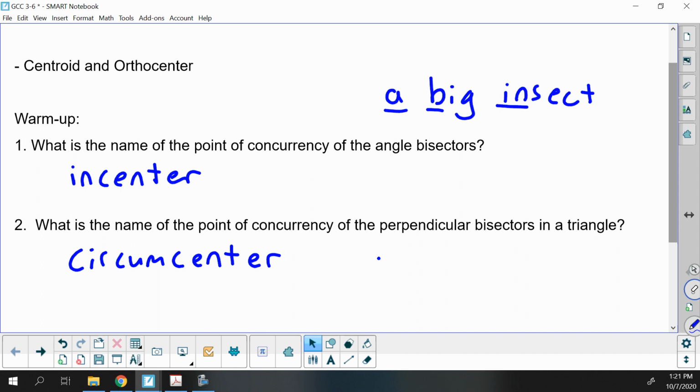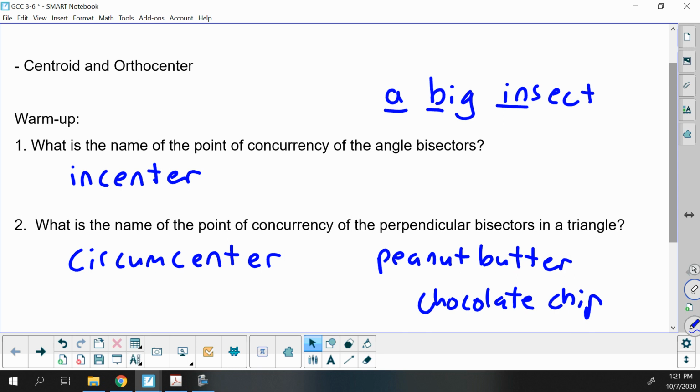And the phrase to remember that is peanut butter chocolate chip. So the PB is for perpendicular bisector, and the chocolate chip helps you remember the two C's for circumcenter. And that'll come into play with today's lesson because there's another one that starts with a C. So the double C helps you remember circumcenter.